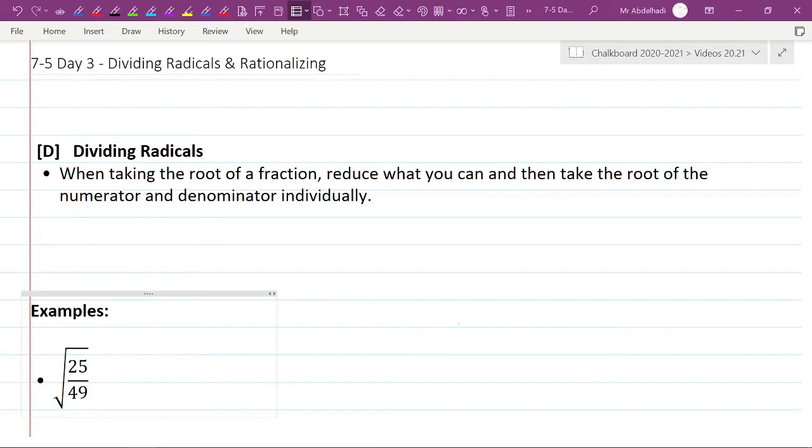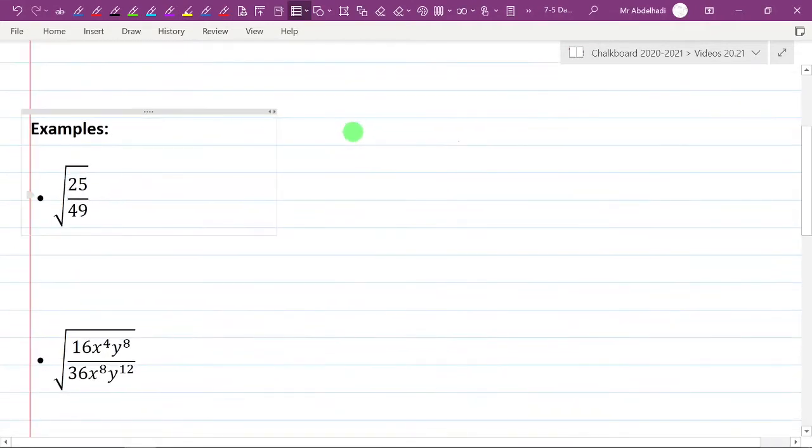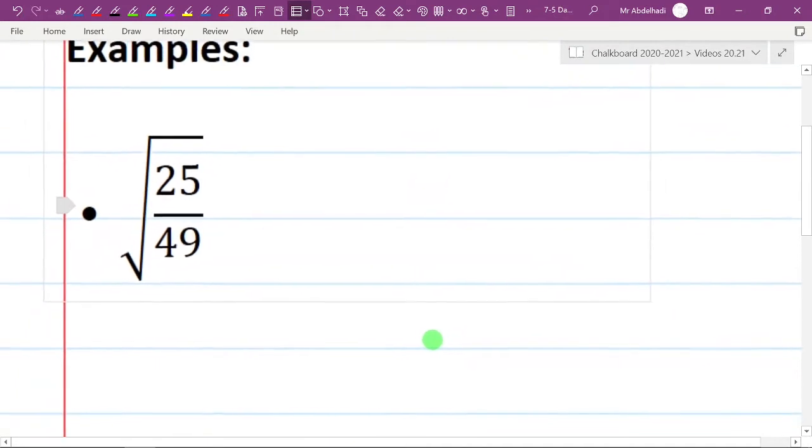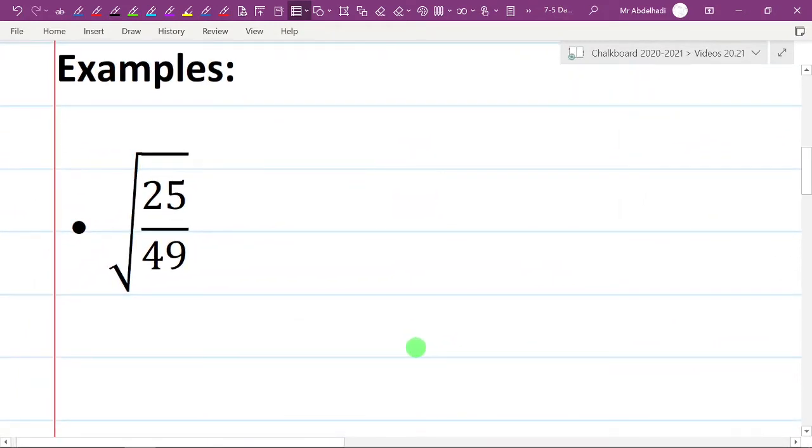Okay, welcome back. Today we're going to be continuing the operations that we do on radicals. Today is dividing. So we've done multiplication, we've done adding. Now it's time to divide. Okay, so the first thing we have here is a radical with a fraction inside. So it's division within the radical, actually.